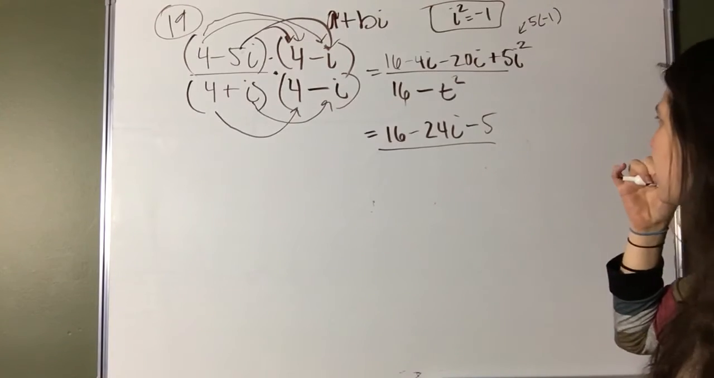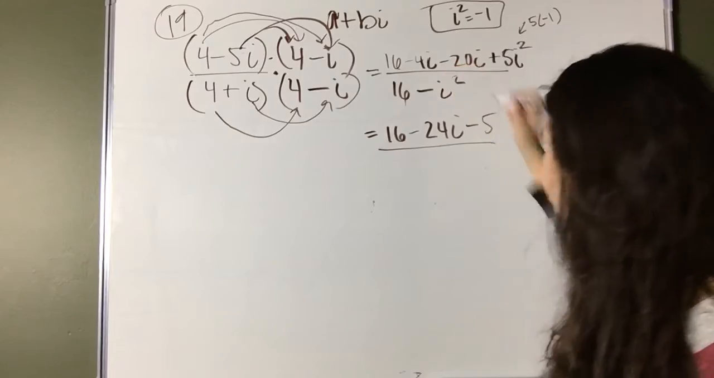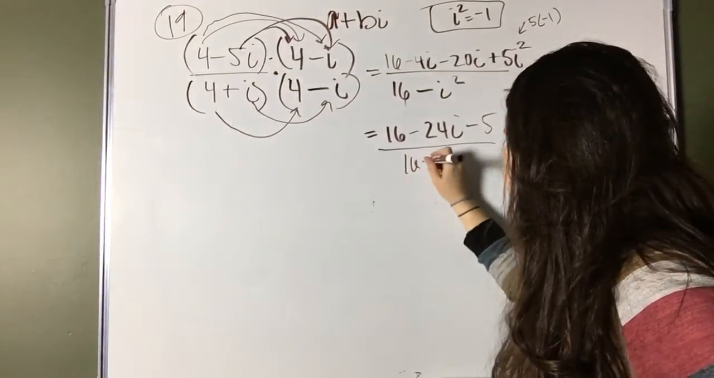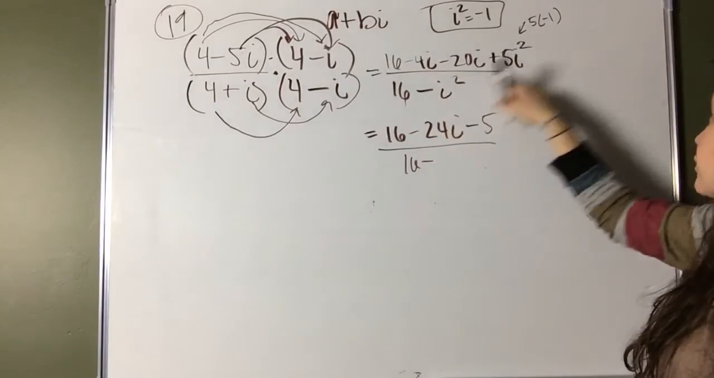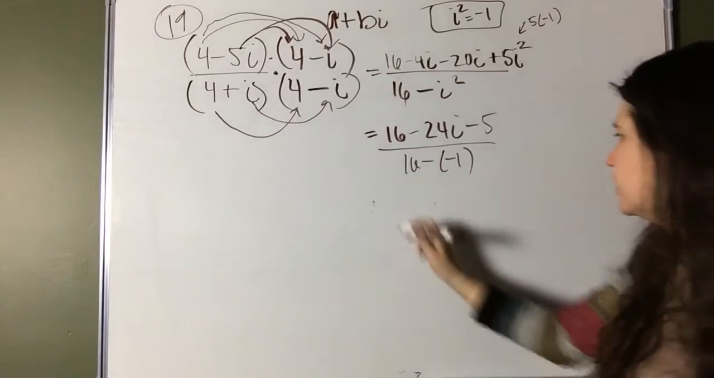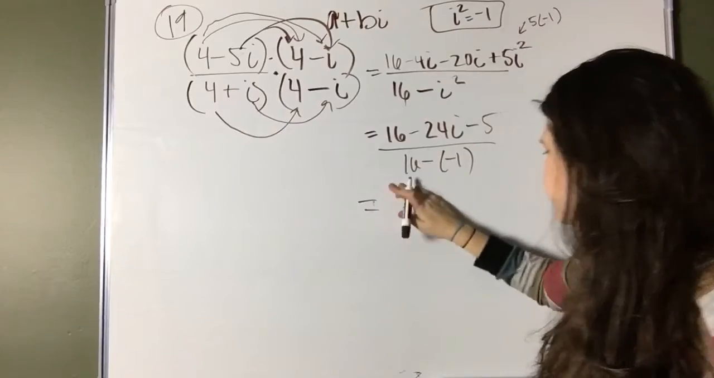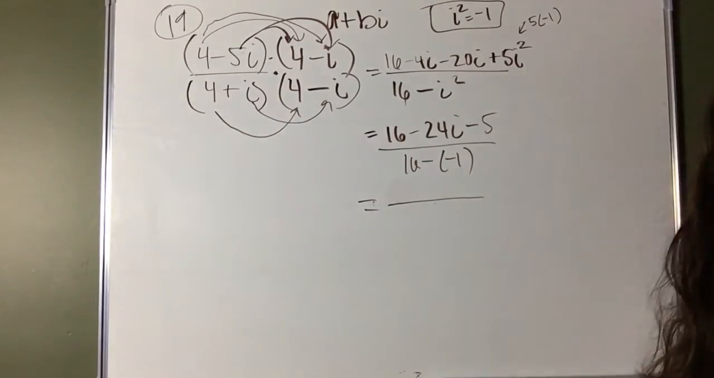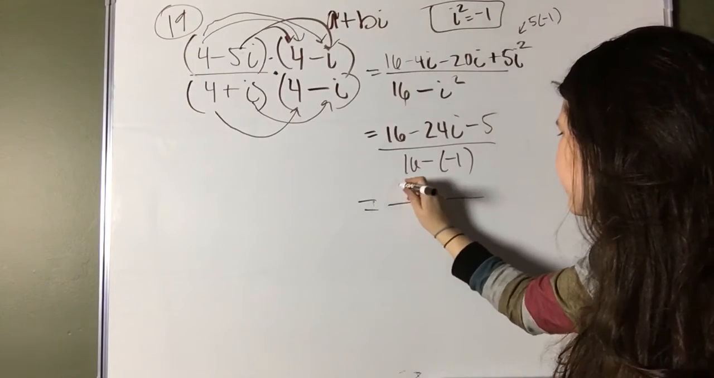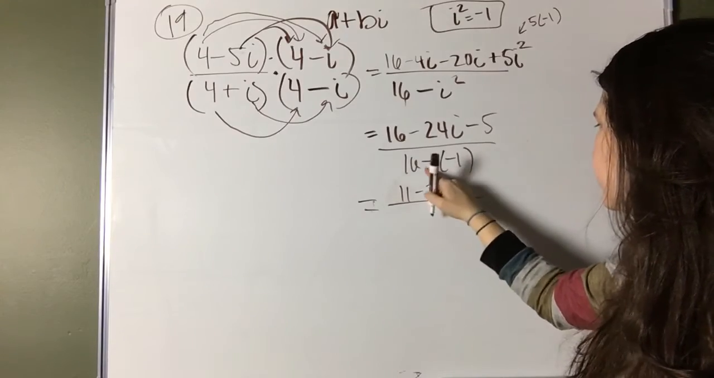And then, I wrote this as T on accident. This is supposed to be an i. I don't know what I was thinking there. So if we keep going with this, 16 minus i squared, like we said, i squared is negative 1. So 16 minus negative 1. Okay, so what we have is 16. Whoop, you know what, actually, let's keep simplifying as we go, right? Might as well. We have 16 minus 5, that's 11. Minus 24i, all over 16.